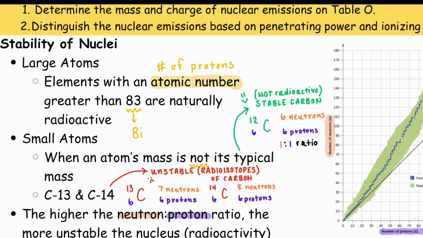However, other isotopes of carbon exist, like carbon-13 and carbon-14. This is when that neutron-proton ratio is going to get a little bit higher. For carbon-13, we have 7 neutrons instead of 6. And in carbon-14, we have 8 neutrons instead of 6. So both of these isotopes, or we can call them now radioisotopes, radioactive isotopes, are unstable. These will spontaneously emit different kinds of radiation in order to try to become more stable.